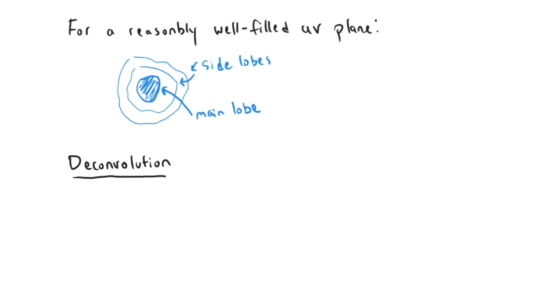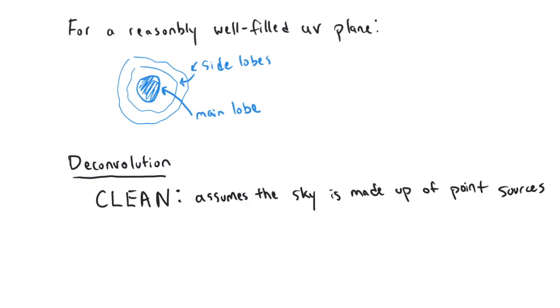And so the two most common deconvolution techniques, although there are many others and there's many flavors of these techniques, the first is called CLEAN. CLEAN doesn't actually stand for anything. It's not an acronym, but it's almost always written in all caps. And you can see the name follows from trying to clean up the dirty image. What CLEAN does is assume the sky is made up entirely of point sources.